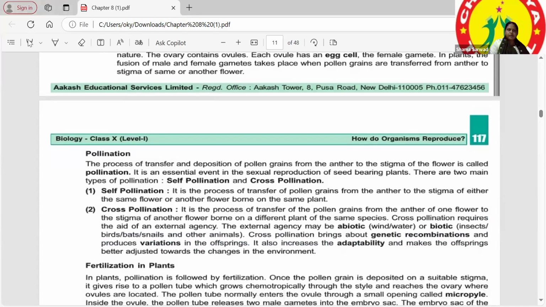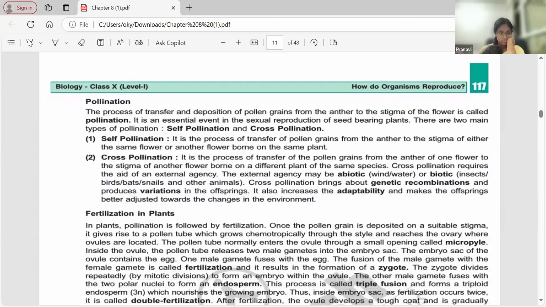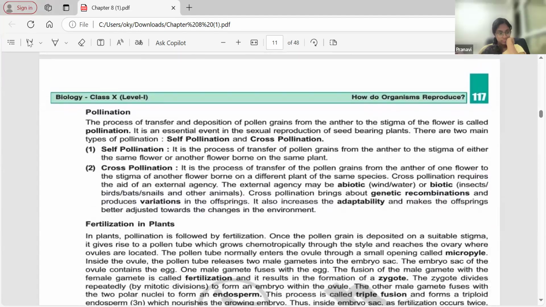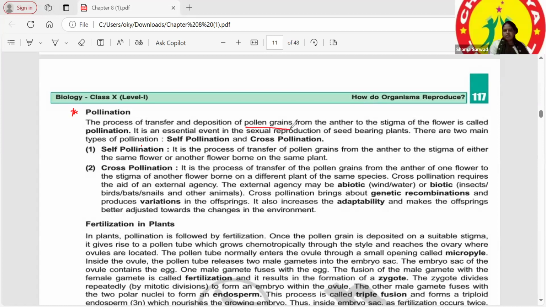We are going to learn about pollination now, okay? Pollination: the process of transfer and deposition of pollen grains from the anther to the stigma of a flower is called pollination. The same definition we have seen above, right? It is an essential event in the sexual reproduction of seed-bearing plants, the plants which have seeds.